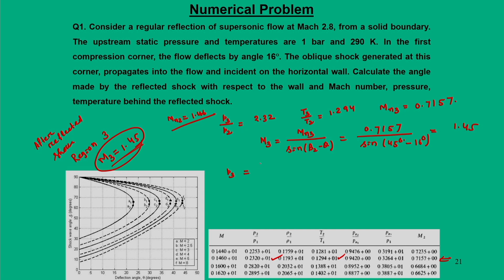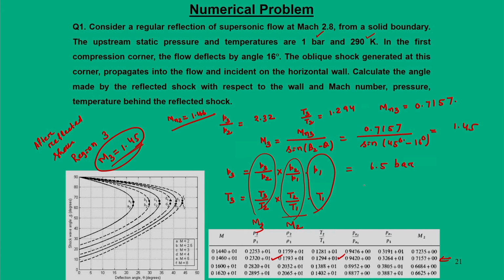P3 is equal to P3 by P2 into P2 by P1 into P1. T3 is equal to T3 by T2 into T2 by T1 into T1. So, these conditions are known, that is pressure is 1 bar, temperature is 298 Kelvin, P2 by P1 and T2 by T1 are known with respect to M2, T3 by T2 and P3 by P2 are known with respect to Mach number M3. Okay. So, once you know all these things, these ratios are known to us. So, when you put these numbers, we can say P3 will be 6.5 bar and T3 would be 521 Kelvin.